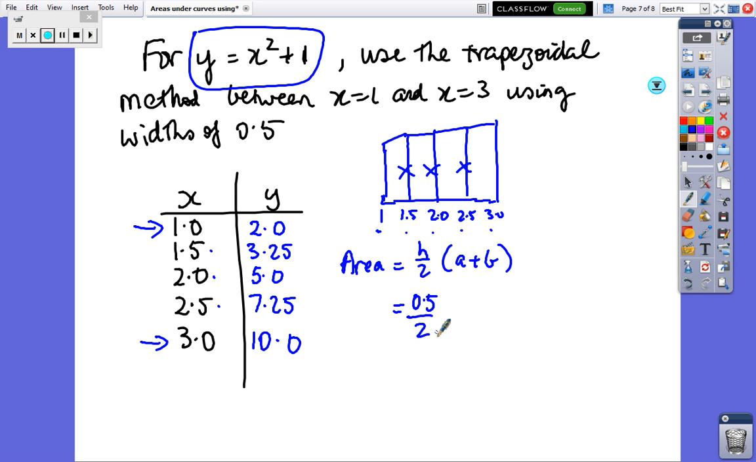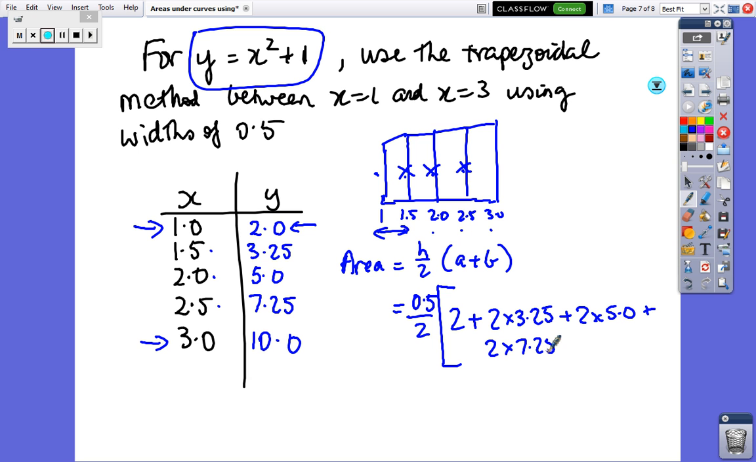So our 0.5 on 2 is the distance between each of them. And so the first trapezium on the left-hand side is just using 1, 2. But then after that, the next 3 ones are going to have double ups. So we have 2 lots of 3.25, and then 2 lots of 5.0, and then 2 lots of 7.25. But when we get to the last one, there's only one of those, and that's it. So when you do that calculation on your calculator, you get 10.75 units squared.